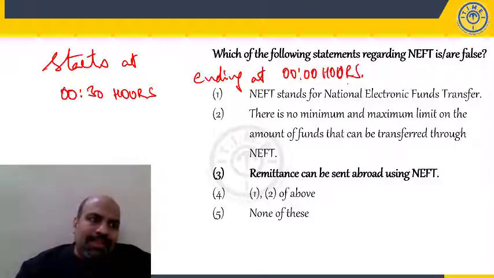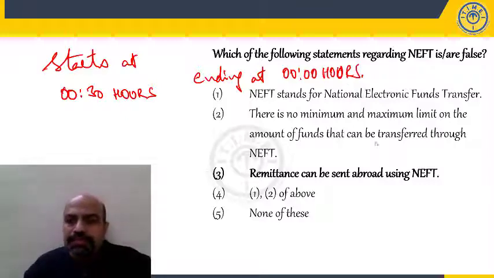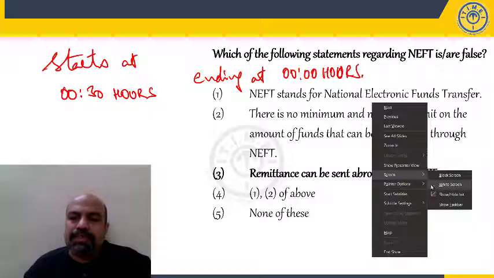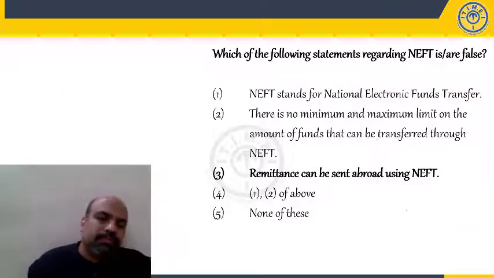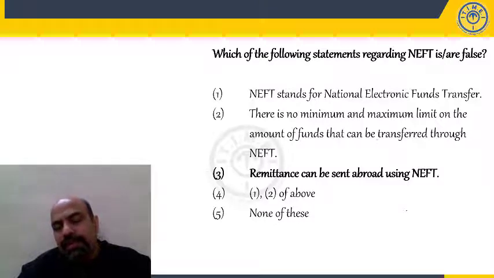This means there are no real time transactions, but they happen within 30 minutes. Full stop. No charges are applicable. Next point. No charges are applicable on NEFT transactions.